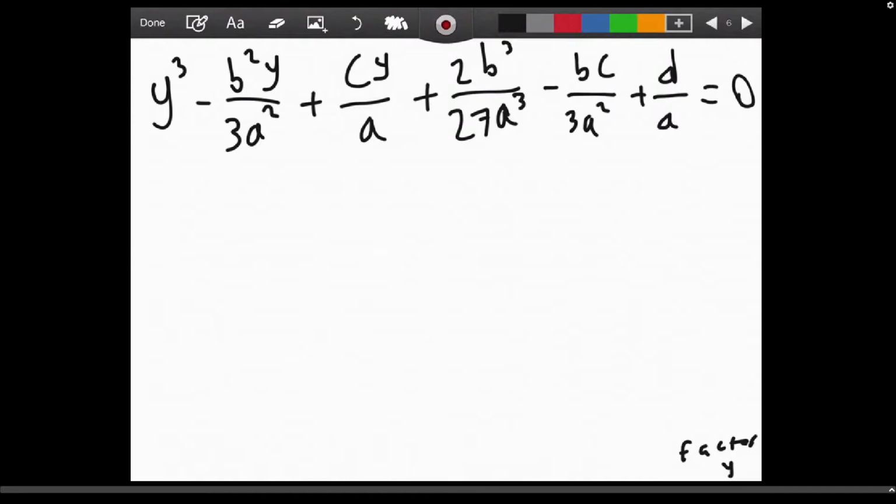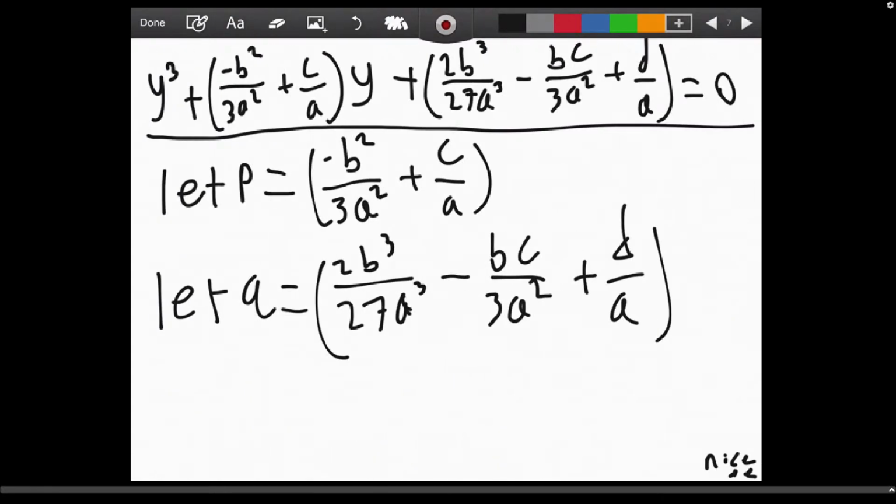So what we're going to do now is factor out a y here for these two terms. So we're just going to take out this y here, put it on the outside, put parentheses, and that's going to give us this at the top here. So as you can see, we now have y cubed plus a coefficient times y plus a constant. And if you notice, there is no y squared here. We've gotten rid of the y squared, or the x squared term. So now we have a depressed cubic.